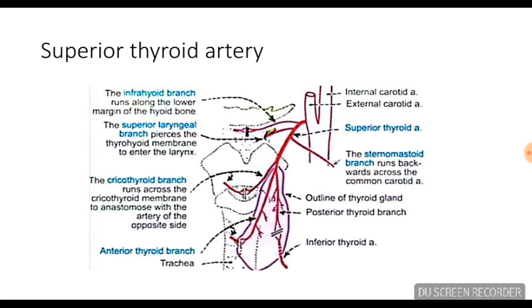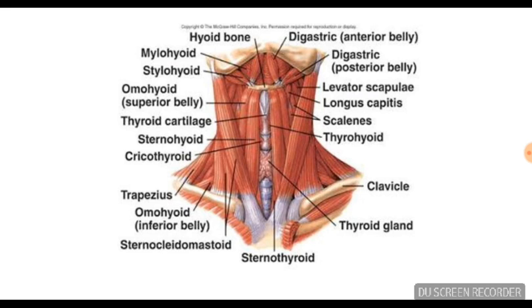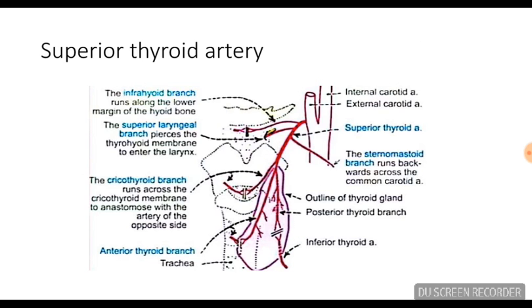Superior thyroid artery. The superior thyroid artery is parallel to the recurrent pharyngeal nerve. The superior thyroid artery is present below the superior belly of omohyoid, the sternohyoid and the cricothyroid muscles. These are the branches of the superior thyroid artery.